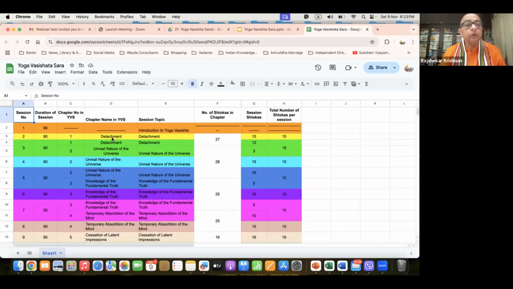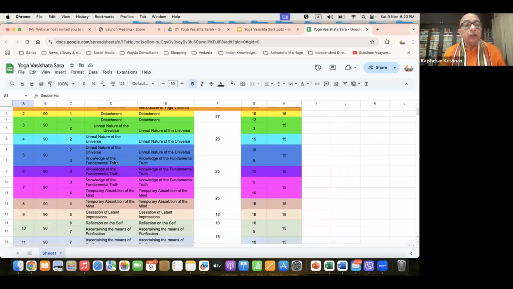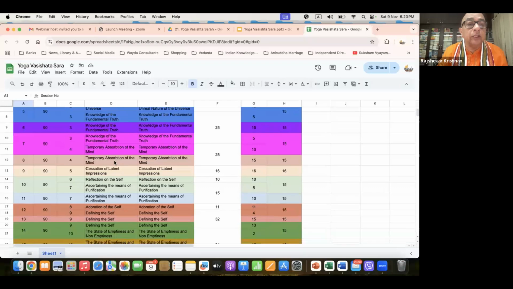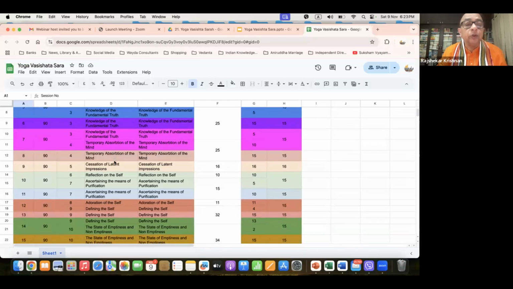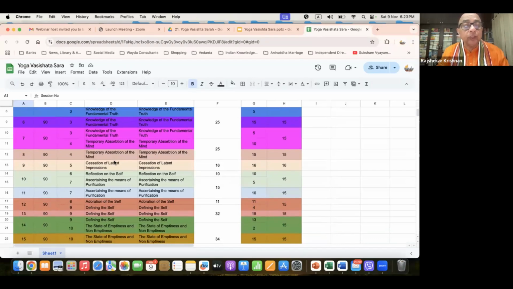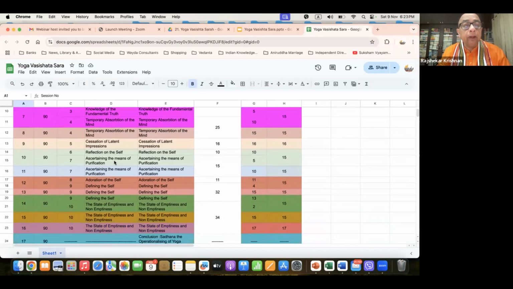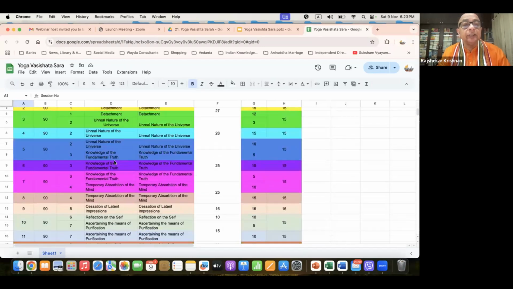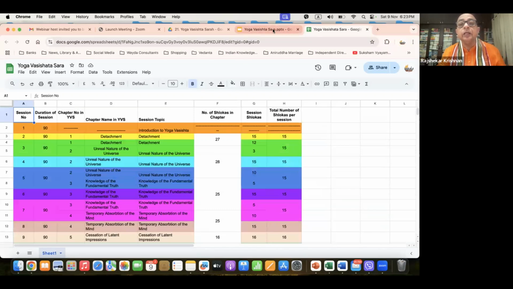So, these are the names of the chapters: detachment, unreal nature of the universe, and so on and so forth. I'll not have you think too much about the titles as they are given in English, because we know that English is a very poor language for many of these things, and therefore we have the Sanskrit part of it, as you will be seeing further. But what we are doing is full justice to the condensation. And a little bit about the condensation.